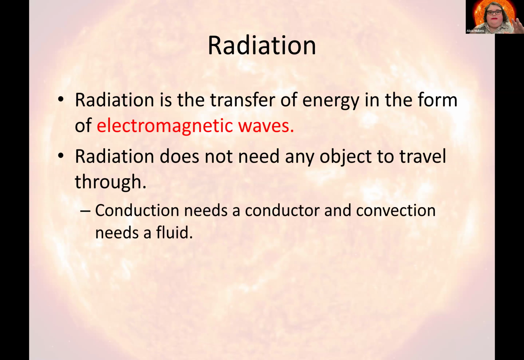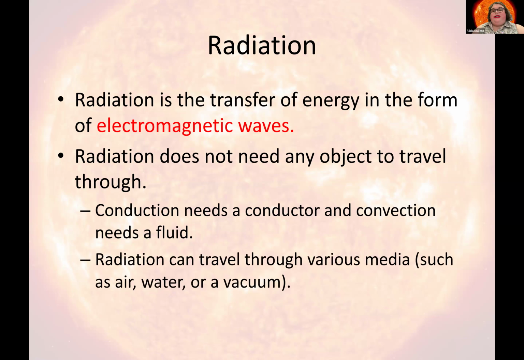Unlike conduction, which needs direct contact or an intermediate conductor, and unlike convection, which needs a fluid, radiation needs jack crap. Radiation can travel through anything, or it can travel through nothing. Radiation can travel through various media. This is what we call media. Media is some kind of intermediate object, some kind of in-between object that radiation can travel through.